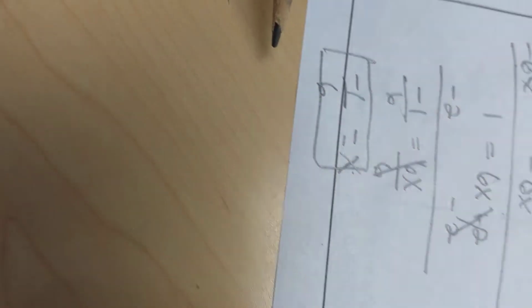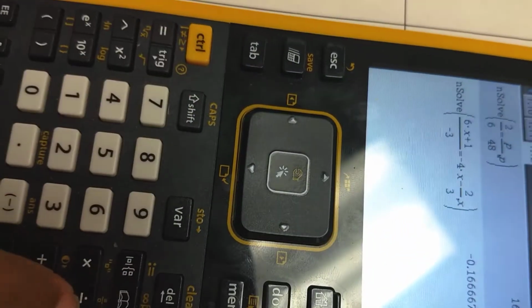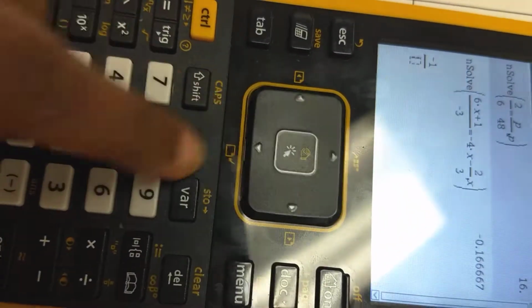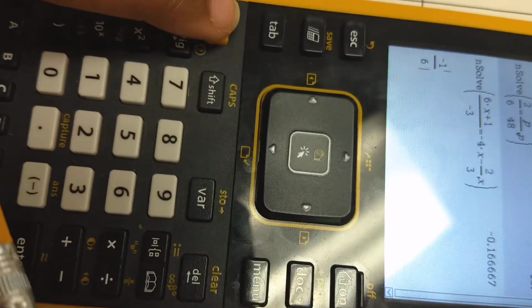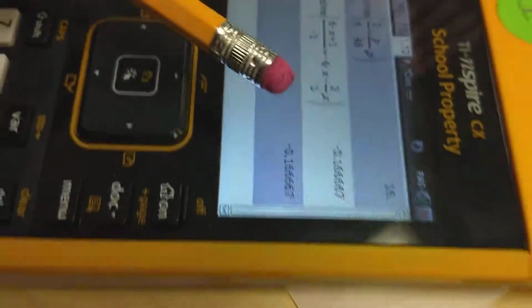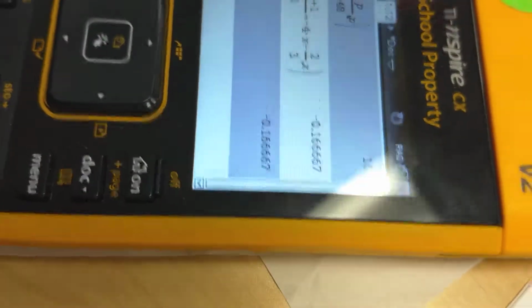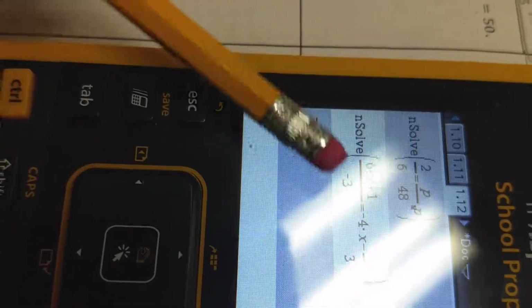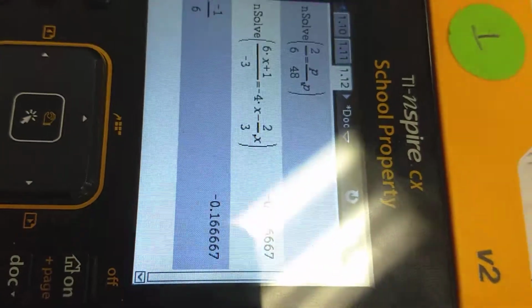The answer choice that I might see is negative 1 over 6. So control fraction, negative 1 over 6. Control enter, and there it is. That decimal matches that decimal. So this fraction matches this decimal, and that's my answer.